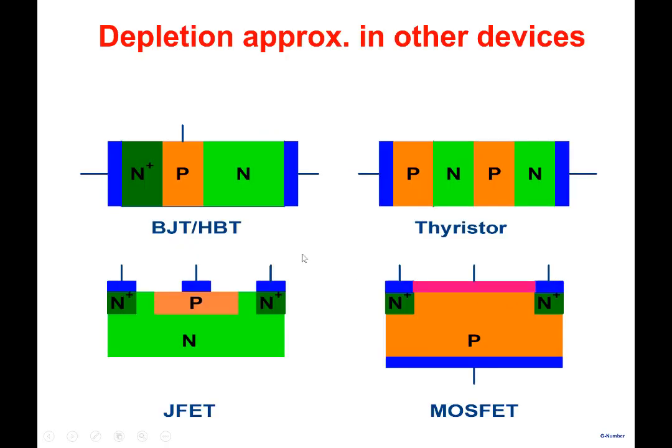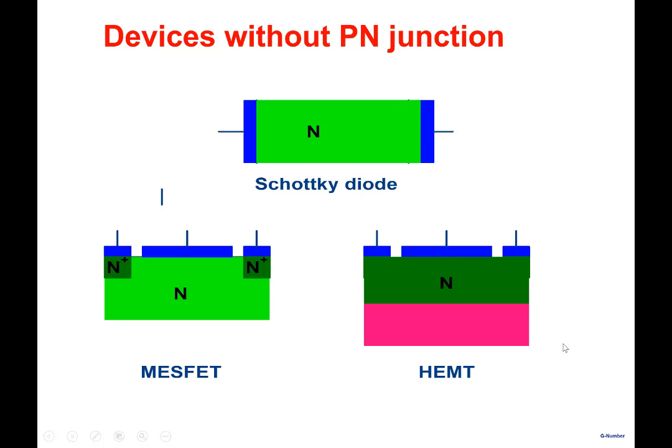The depletion approximation you will use not just in PN junctions, you'll use it in BJTs, HBTs, thyristors, JFETs, MOSFETs, Schottky diodes, MESFETs, HEMTs. Every device you're using, it's the depletion approximation. So it's central. It's central to semiconductor devices, this depletion approximation.